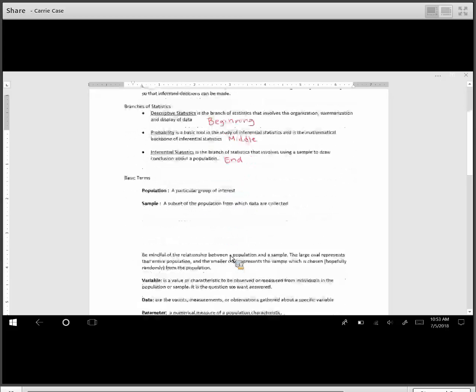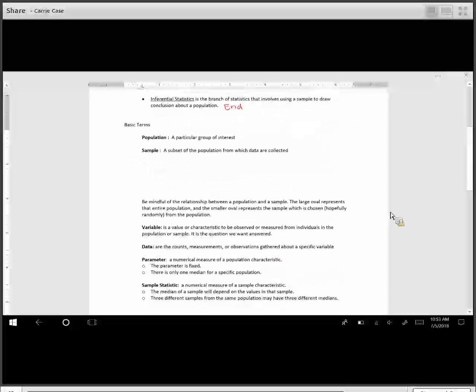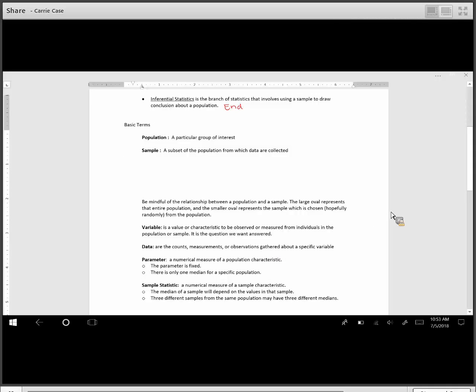There are a number of basic terms that you need to learn for statistics, just like you would for any new field. And the first one is population. A population is a particular group of interest. A sample is a subset of that population from which data are collected.